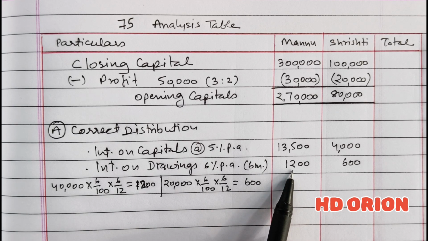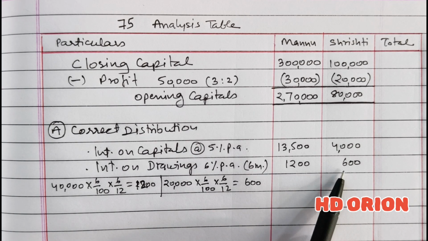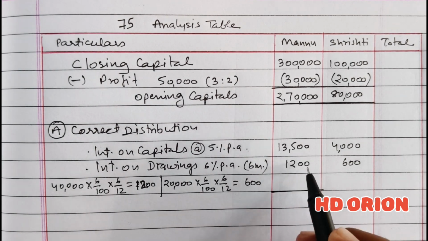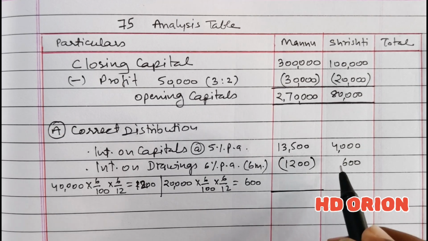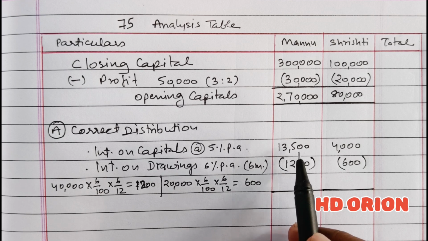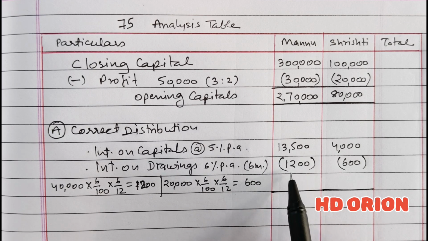So once you have calculated for the first partner, the second partner's is half. So that way you can save a little time also. Now when you add these two figures, add means you have to subtract it, because interest on capital is a payment to the partners and interest on drawings is a collection from the partners.